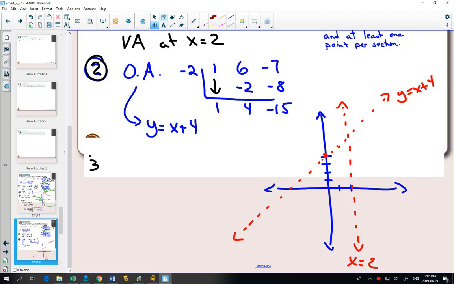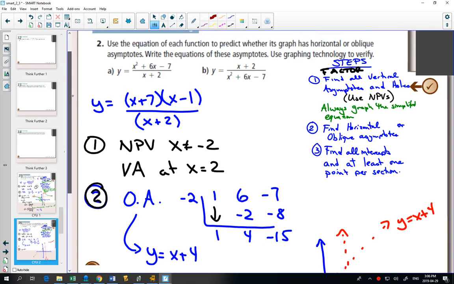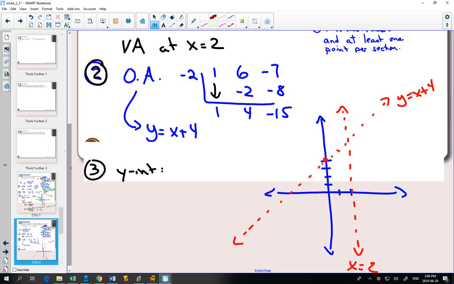Step 3, let's find our y-intercept. That one's always the easiest. If you go back to your original equation and plug in 0 for x, can you see that you'll get -7 over 2? Zero comma -7 over 2, or -3.5. That's our 1 point.